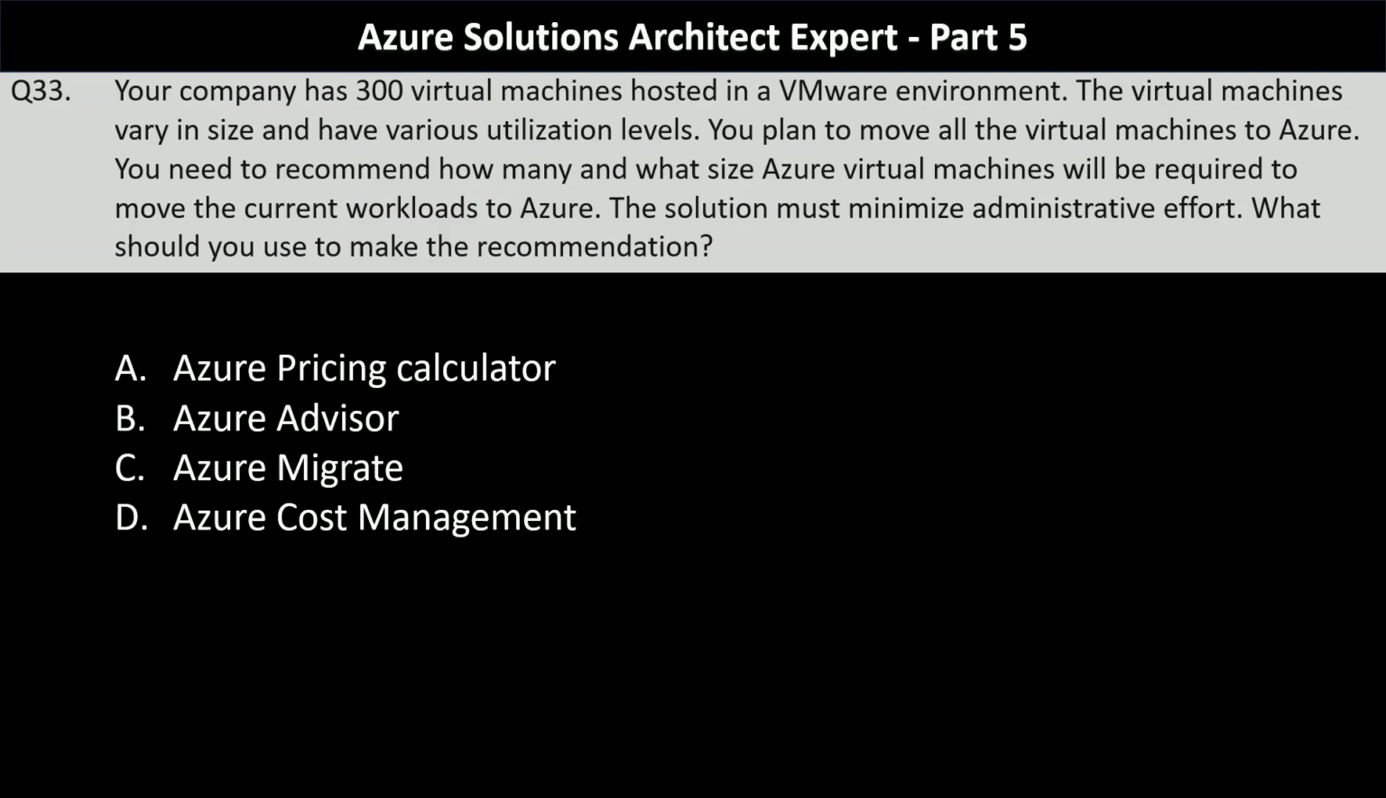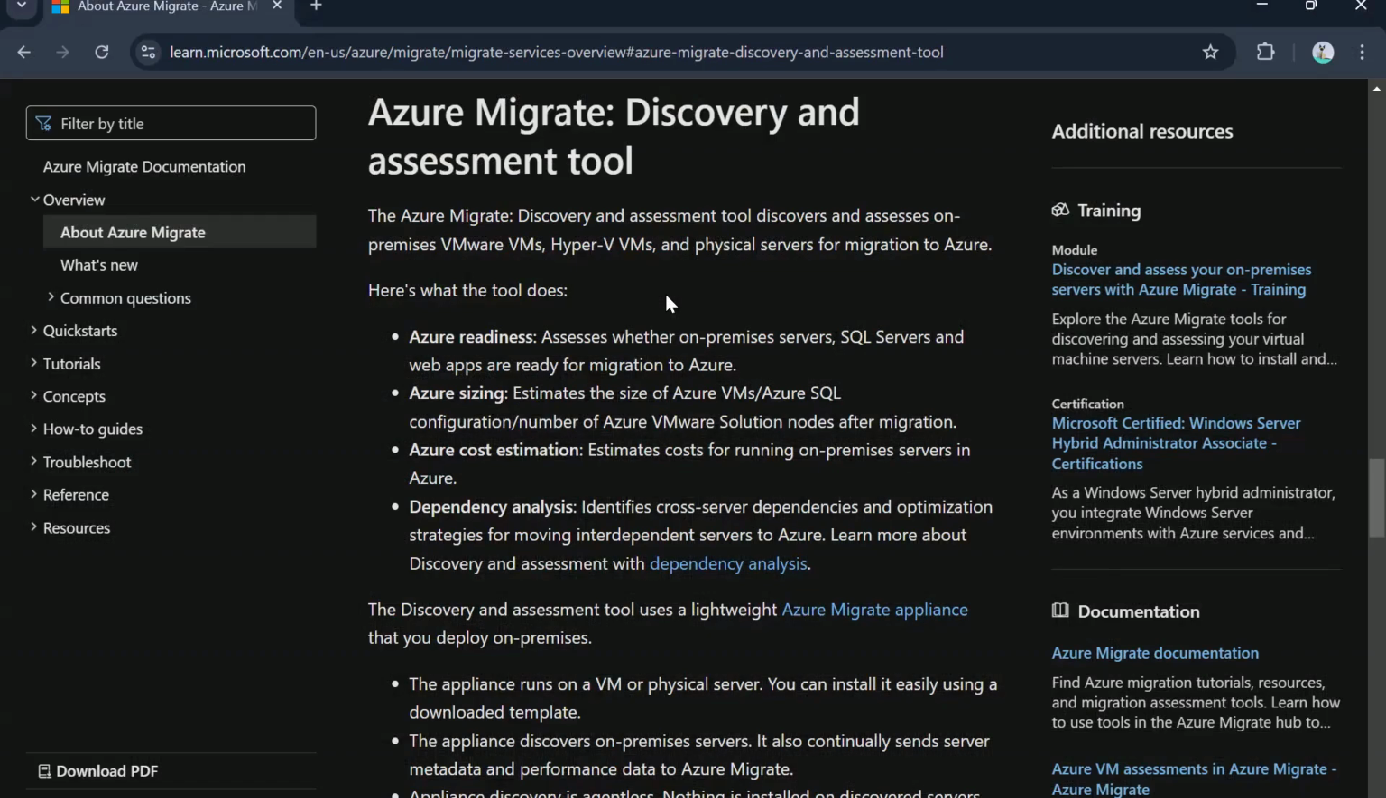Folks, Azure Migrate will be best suited for this use case. Let's head to MS documentation to understand this in more detail. So folks, let's go through the discovery and assessment tool, which is part of Azure Migrate, as that will help us in answering why we have chosen Azure Migrate as the correct choice in this case. The Azure Migrate Discovery and Assessment tool discovers and assesses on-premise VMware VMs, Hyper-V VMs, and physical servers for migration to Azure. Here's what the tool does. Azure Readiness assesses whether on-premise servers, SQL Server, and web apps are ready for migration to Azure. This is one of the requirements of our question.